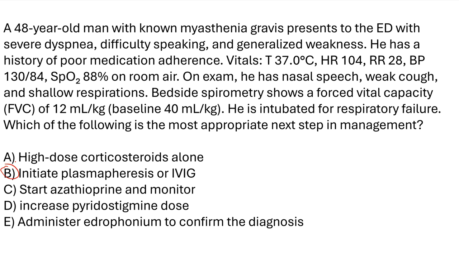So after the airway is stabilized, those ABCs are done, the next step is to rapidly reduce the circulating antibodies. This is done using plasmapheresis or IVIG. It is important to know that both are equally effective and chosen based on the availability and specific factors per patient. You should not have to worry about that on test day. And this concludes this lecture on myasthenia gravis and Lambert-Eaton syndrome.